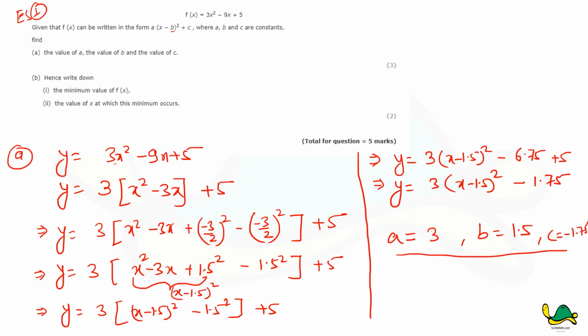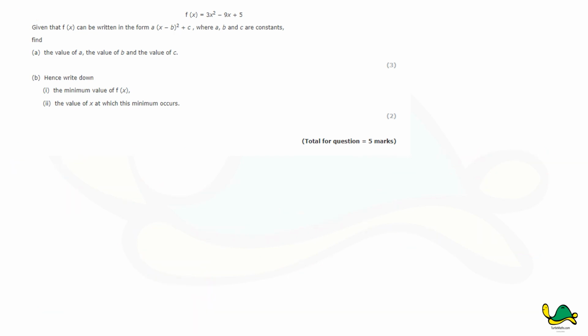Let's try doing our part B. From part A, the answer was y = 3(x − 1.5)² − 1.75. In part B we are asked, hence write down the minimum value of f(x) and the value of x at which this minimum occurs.